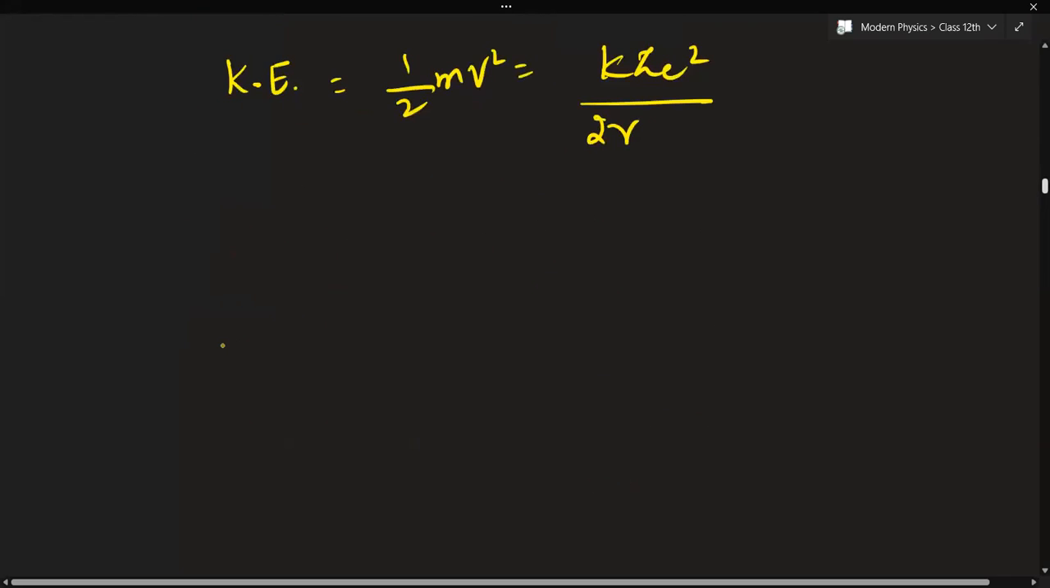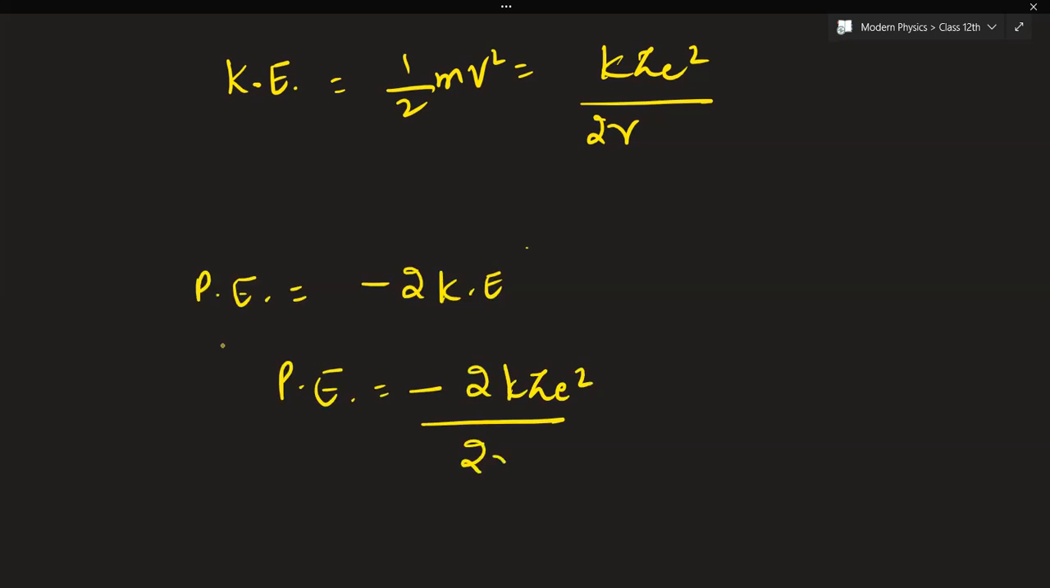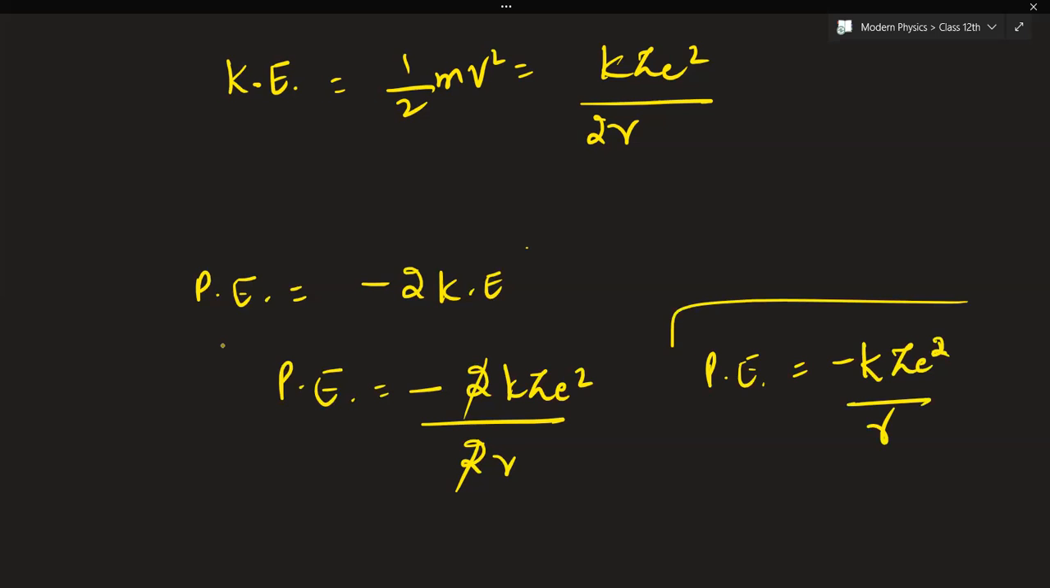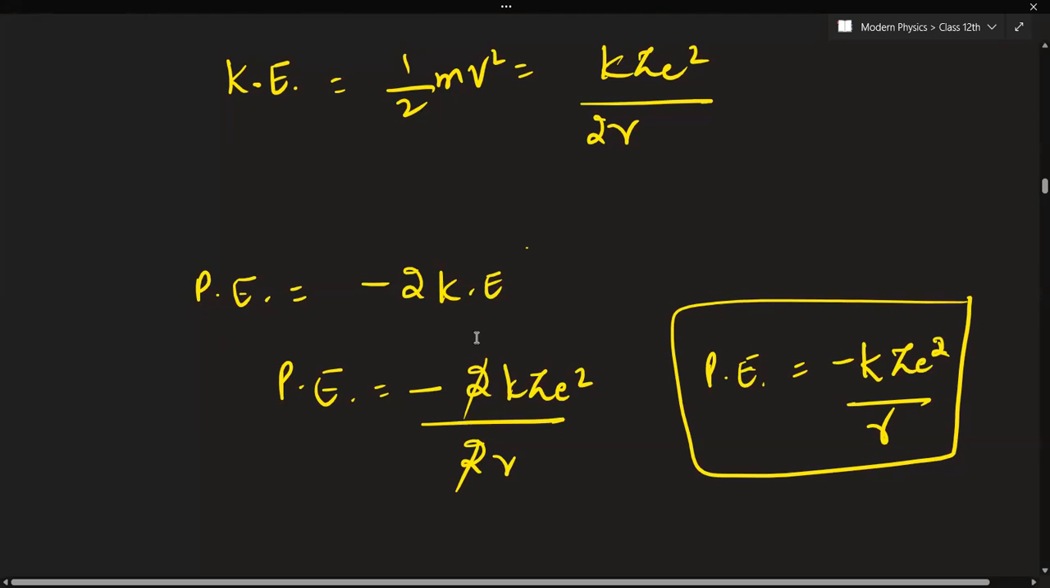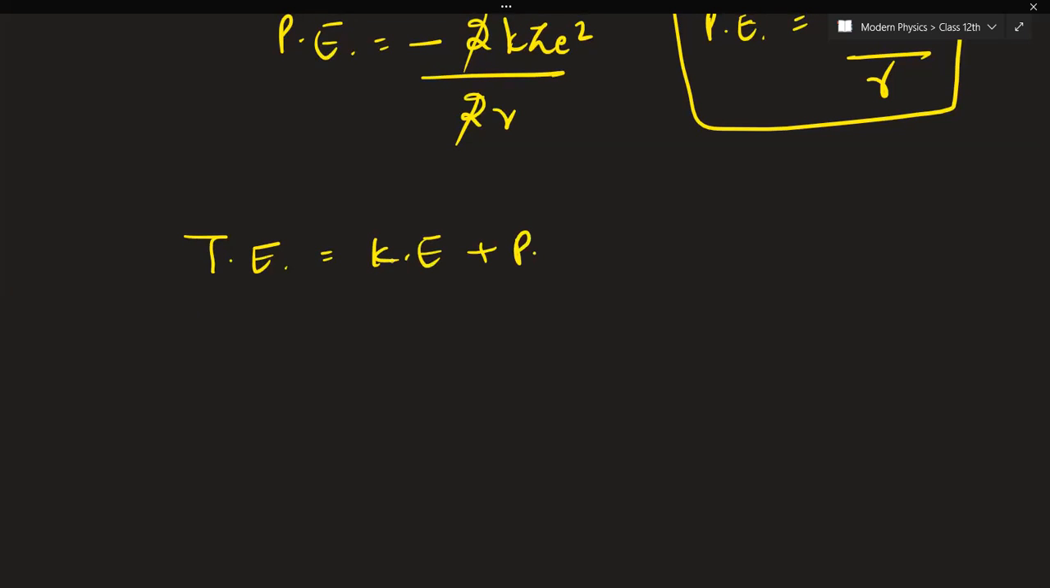Now there's a relation between kinetic energy and potential energy. Potential energy is basically negative and twice of kinetic energy. So potential energy will simply be minus 2 kZe square by 2r. So 2 gets cancelled. Potential energy is minus kZe square by r. This is potential energy. Now, total energy is the sum of potential energy and kinetic energy, which you call mechanical energy as well. So total energy will be minus kZe square by 2r.